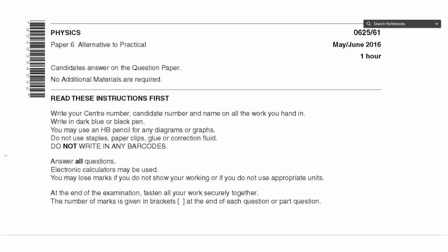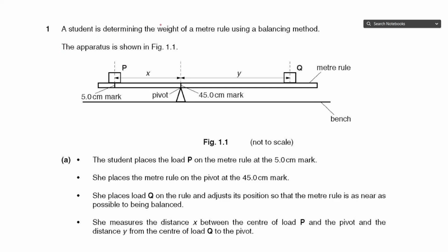In this video I will be solving the paper 6 exam for May-June 2016, variant 1. So let's get started. Question 1 says a student is determining the weight of a meter rule using a balancing method. The apparatus is shown in figure 1.1.